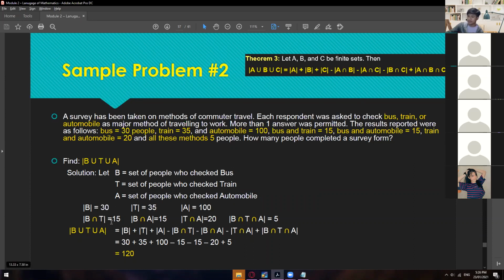B intersection T is 15. B and A is 15. T and A is 20. And B and T and A is 5. By simply following our right side expression formula, we will be able to solve the total people who completed this survey. I will leave the analysis part with you guys. That's how we got this result, 120.